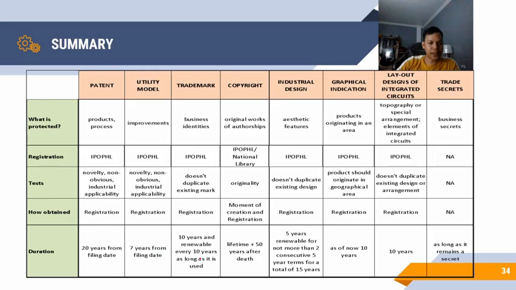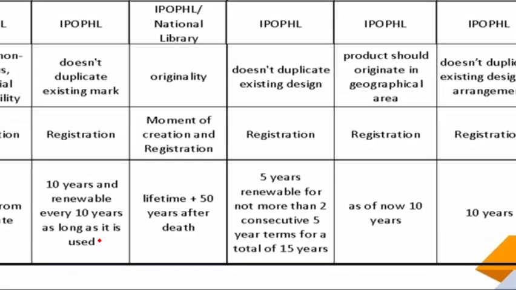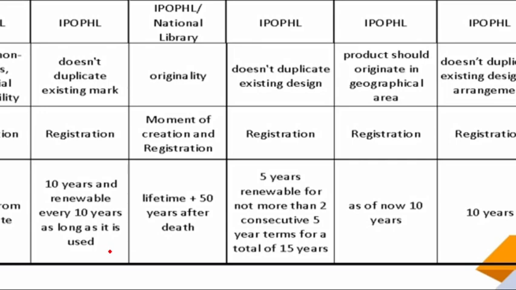As to trademark, it is 10 years and renewable every 10 years as long as it is used. For the copyright, it is the lifetime of the author or inventor plus 50 years after death. Okay, so you can still protect your copyright even if you are already dead, and we have this plus 50 years.